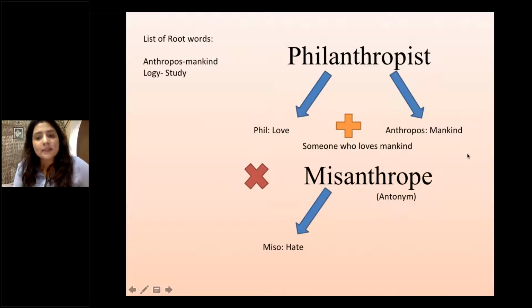Yes, Angad. Miso means hate. Hitler, okay. Hitler is one example. Tell me other examples of misanthrope. Terrorist, hunters, absolutely correct. Misanthrope.